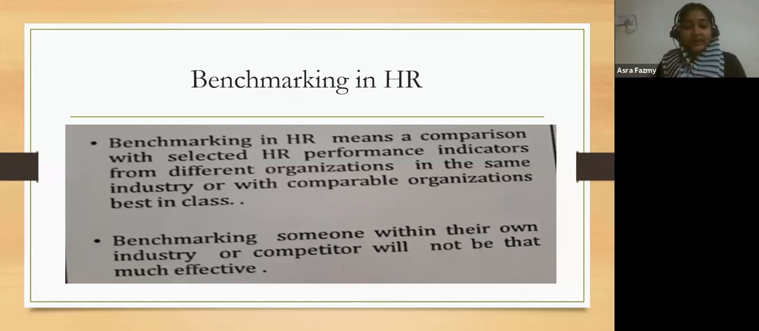Basically, say the benchmark for this year's labor turnover. What is employee turnover? Employee turnover means the number of employees leaving the organization in that particular year. So the benchmark for this employee turnover is 20 percent. So this time the employee turnover has to be less than 20 percent. That is benchmarking.